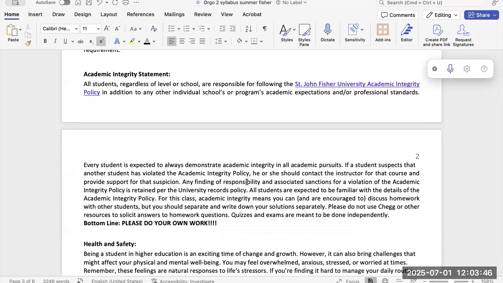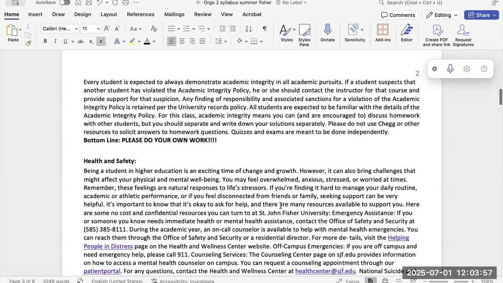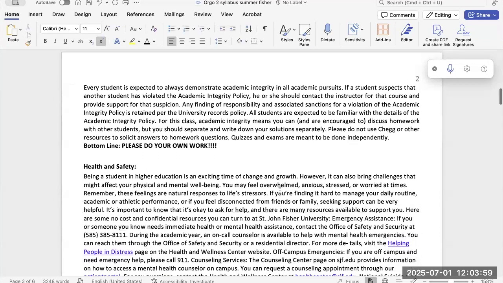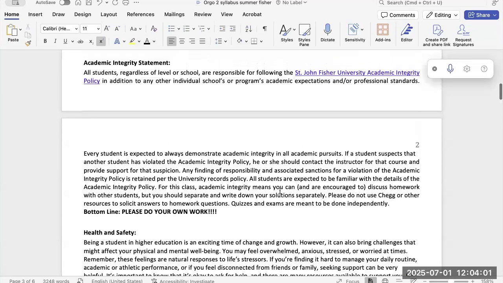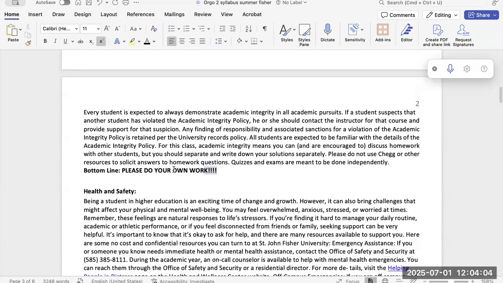So Fisher has an academic integrity statement policy posted online. Please take a look at that. I think for the purposes of this course, the main thing that we're going to want to do is make sure that we're doing our own work. And doing our own work means that we're not working with people and we're not using AI to solve these problems. In the end, you're going to have to solve these problems on your own.